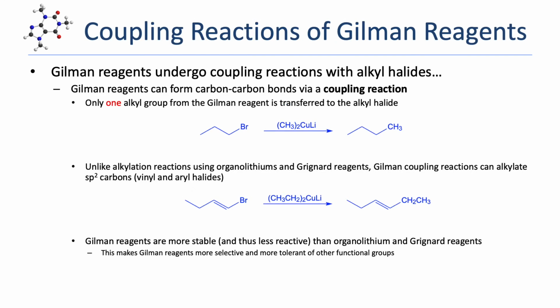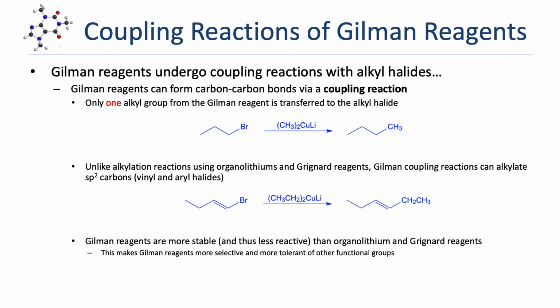Just like organolithium and Grignard reagents, Gilman reagents can act as carbon nucleophiles. Gilman reagents can be used to form carbon-carbon bonds via a coupling reaction with alkyl halides. As you can see in this first example, one of the two alkyl groups attached to copper displaces the halogen of the alkyl halide, forming a new carbon-carbon bond. If you remember the alkylation reactions of classical organometallic reagents, this result might be rather underwhelming. This exact same transformation could have been accomplished with an organolithium reagent, specifically methyllithium.